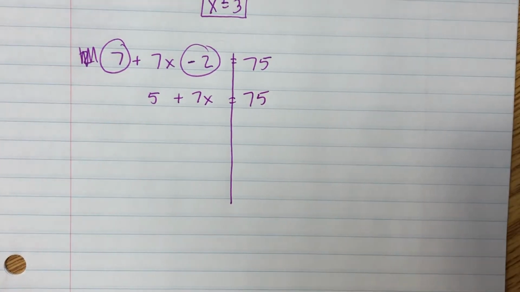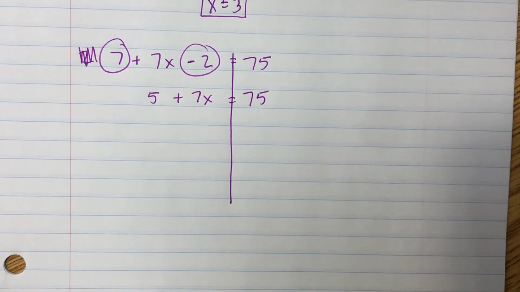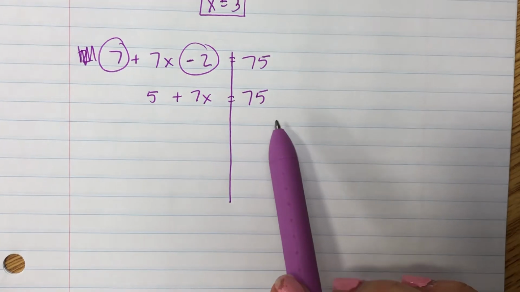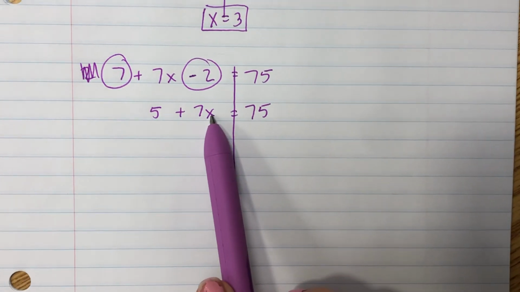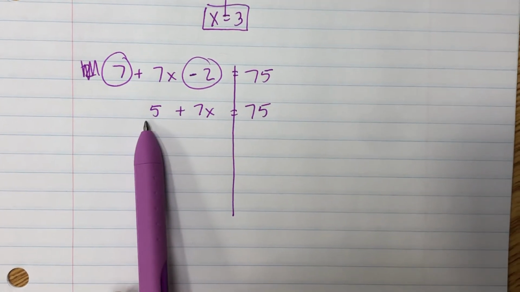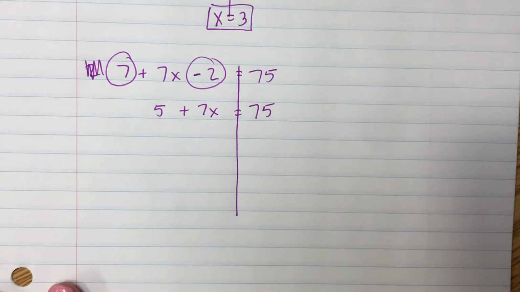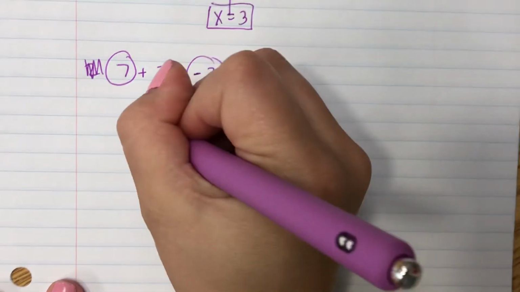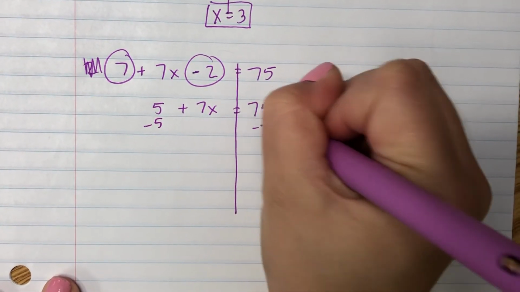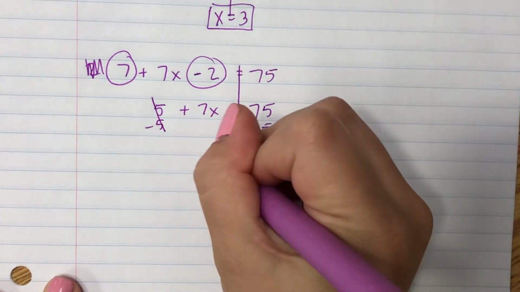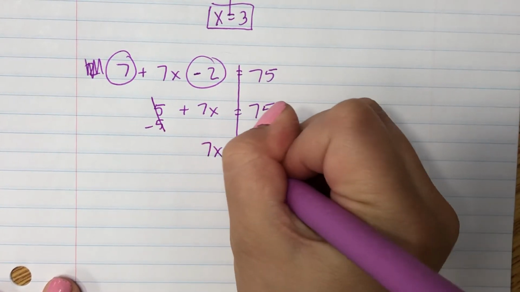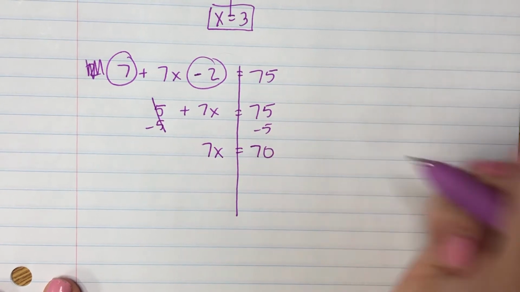I rewrote the equation. Now we're back at a two-step equation just like we did last week. So let's move this stuff around. Let's isolate the variable. Let's get rid of the 5 first because that is the extra number added to this equation. So I'm going to subtract 5 from both sides. That way it goes away here. And I now have 7x equals, and that is 70.